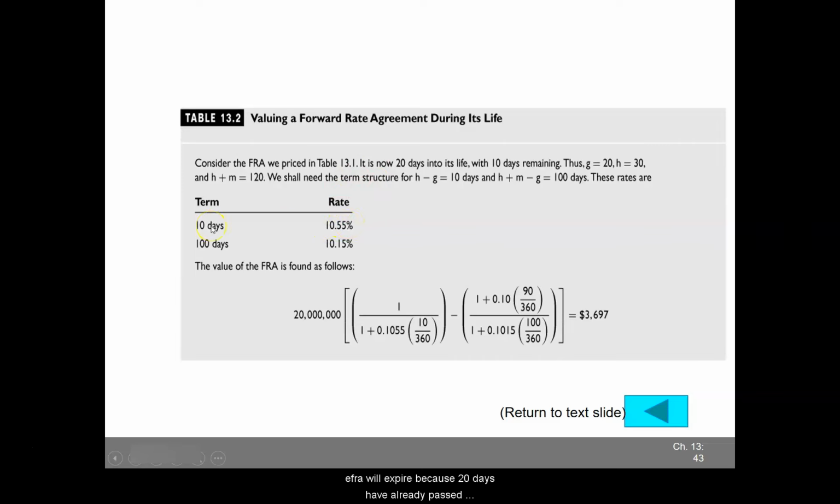So we need the spot LIBOR rate for 10 days, and that is given to us here, 10.55%. And then because now we have 20 days less, H plus M minus G, so that is 30 plus 90 minus 20, so 100 days are left now. So for 100 days the spot LIBOR rate is 10.15%. So using these two rates in the formula, we value the $1 Eurodollar deposit and the $1 Eurodollar loan, and multiply whatever we get from here by the notional principal, and we get the value of the forward contract equal to 3,697.